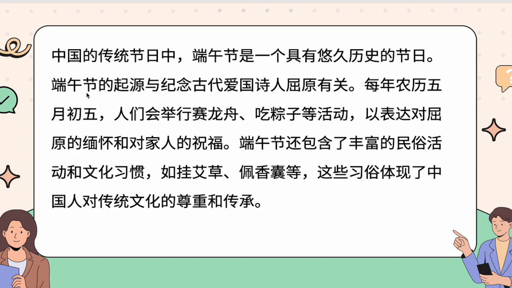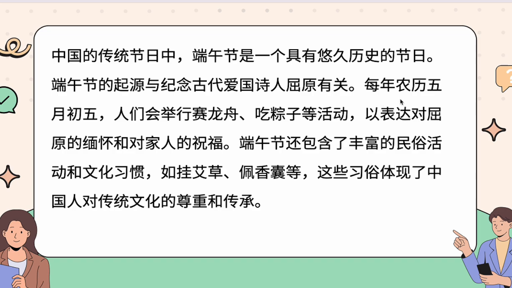端午节, the Dragon Boat Festival, 的起源, the origin. 与 is with or and. 纪念 is to commemorate. 古代, ancient. 爱国诗人, patriotic poet. 屈原有关, related with 屈原, that's his name, who is a 爱国诗人. 爱国 we mentioned, love the country. So it's a very patriotic poet.